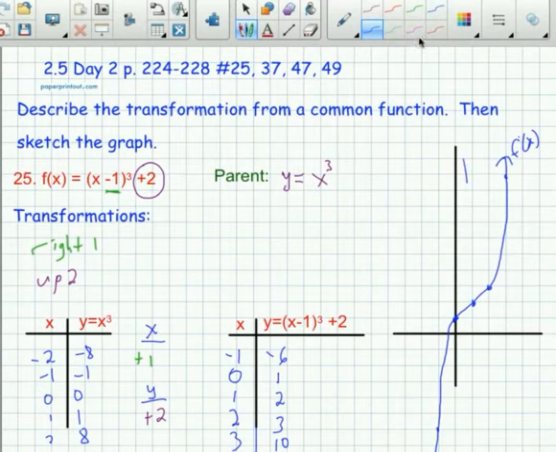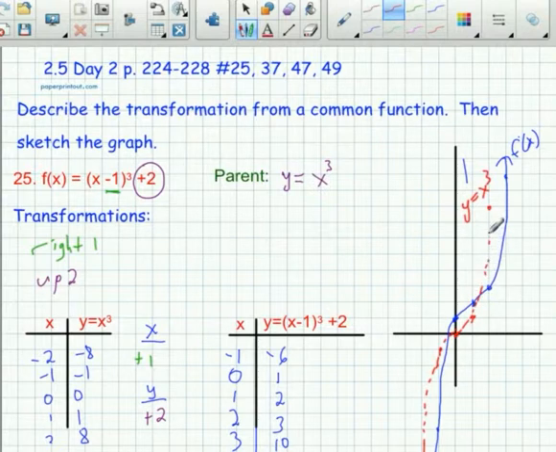And we should think about, is this something that we'd expect? I'm going to sketch in the parent function. That was at (0, 0), (1, 1), (negative 1, negative 1), (2, 8). So this is y equals x cubed, which is the parent function, and (negative 2, negative 8) is right there. I'm going to sketch this in with a dashed line.